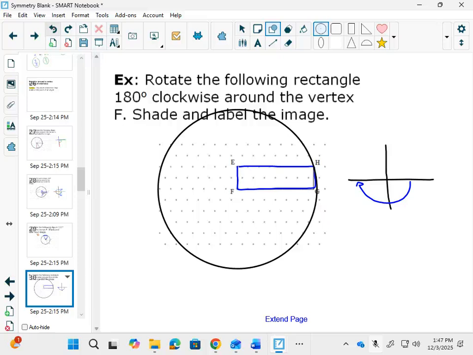Just nailed it. Nice. Almost. It's not far enough. 180 degrees. I don't know how it works. There we go. There we go.